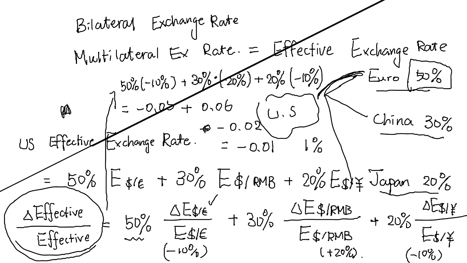So you see, of the 3 of them, which one is the most important trade partner with the US in this case? It's supposed to be the euro, right? Because it accounts for 50% of the trade value in the US. So the exchange rate change between the US dollar and the euro will take a bigger portion compared to the other trading partners. I hope this is clear.